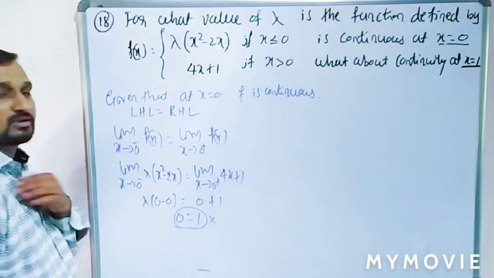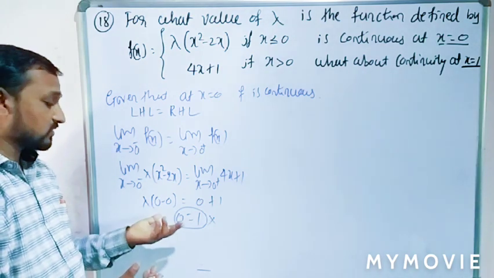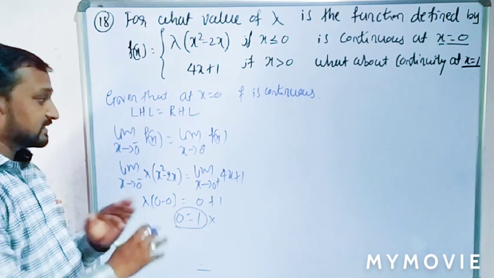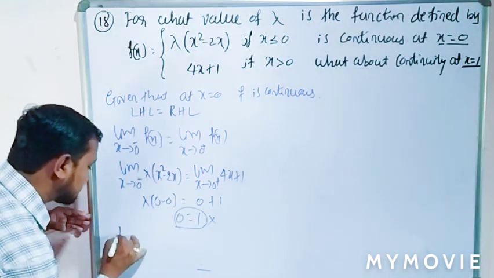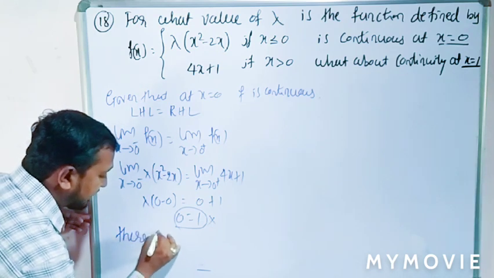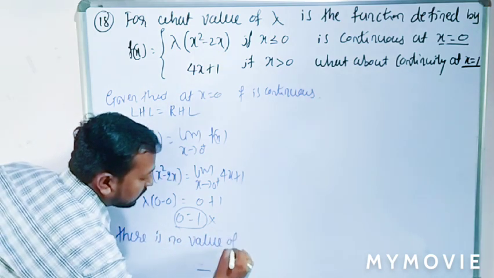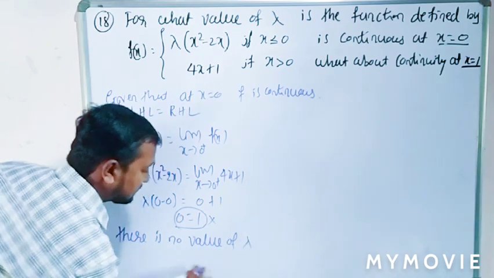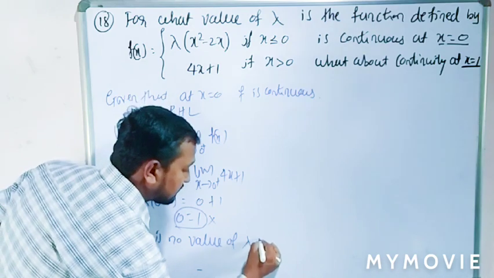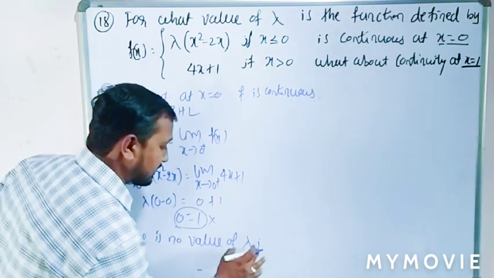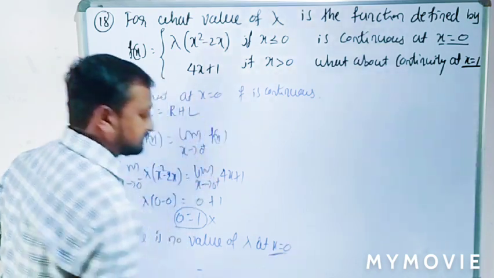This is not possible. Here 0 is equal to 1, or 1 equal to 0. This is not possible. Not possible is nothing but there is no value of lambda. There is no value of lambda at x equal to 0.